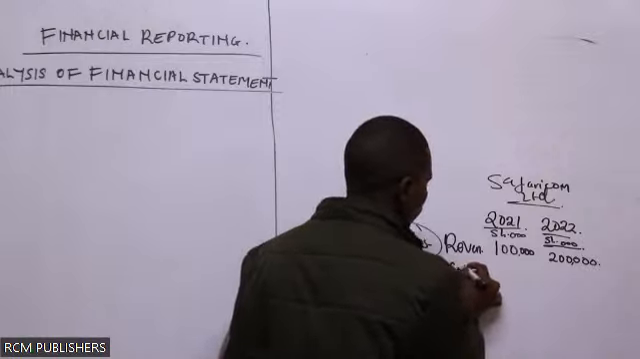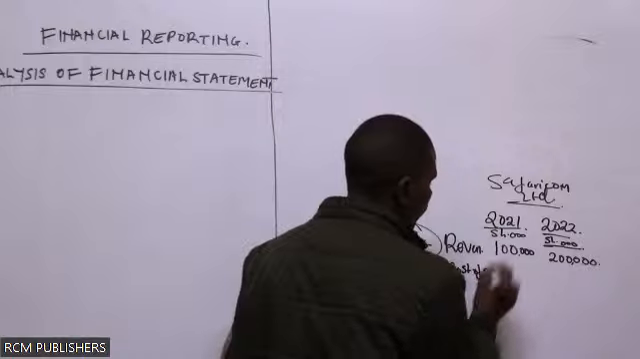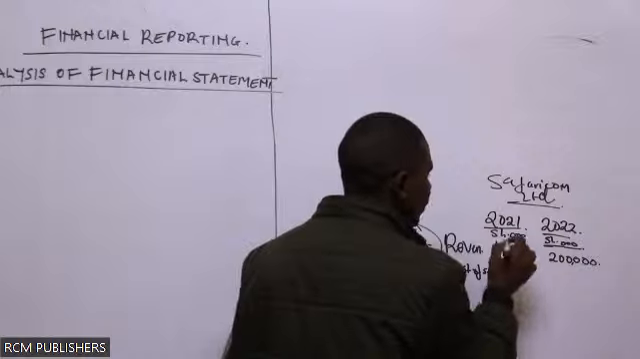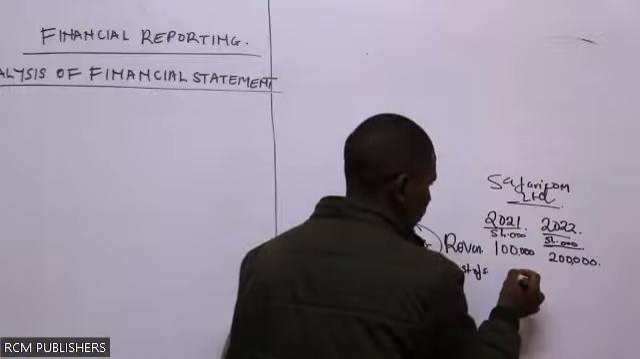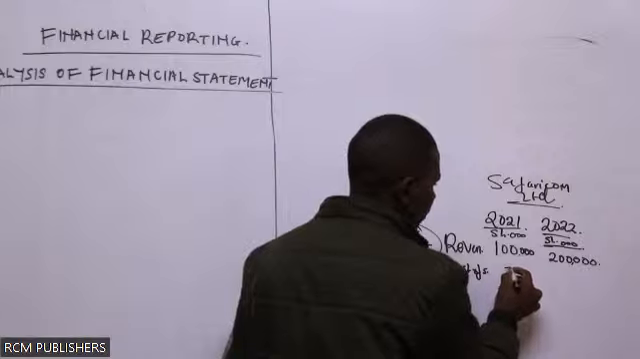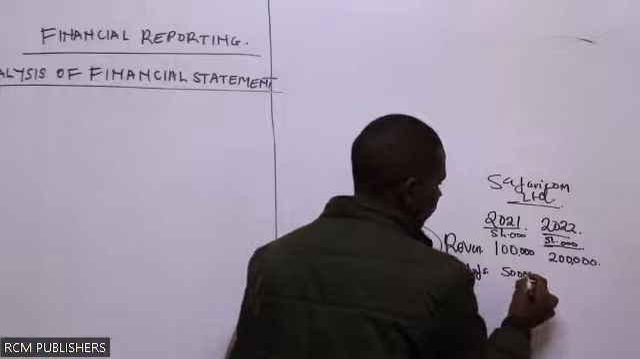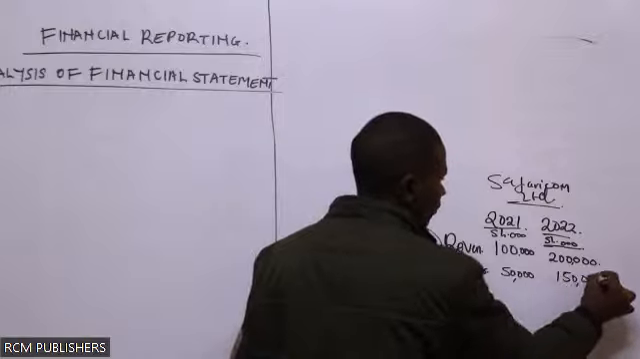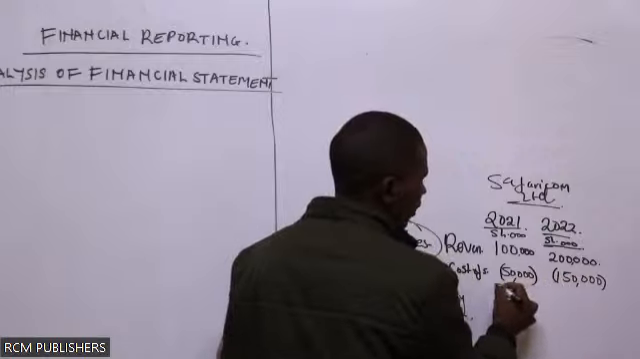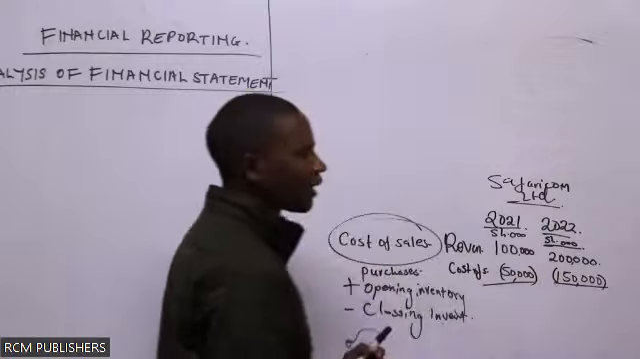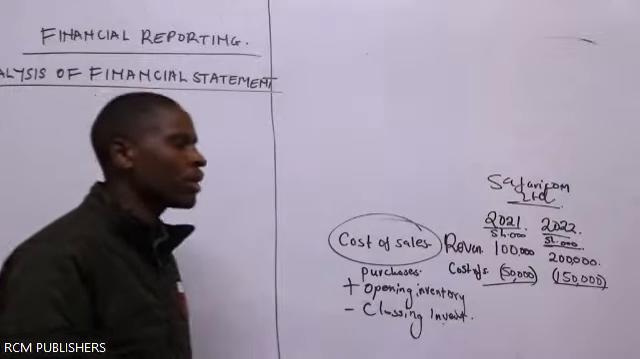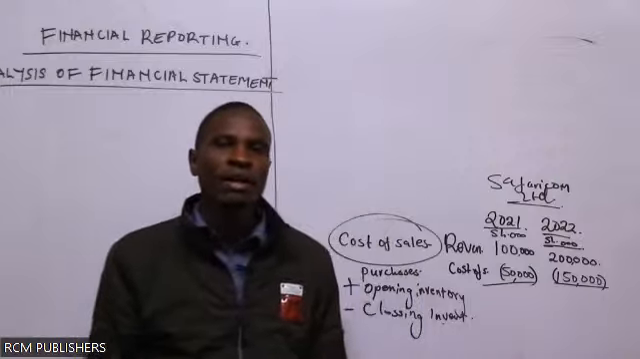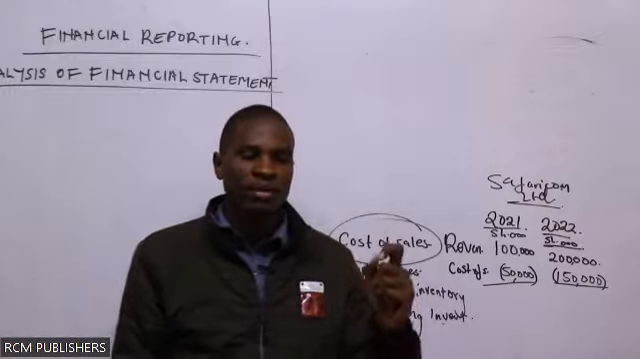Then we go to cost of sale. Assume in this period, under 2021, we had cost of sale of, let's say, 50,000. And in 2022 we had a cost of sale of 150,000. I want to show you how the cost of sale does affect our revenue or sales.